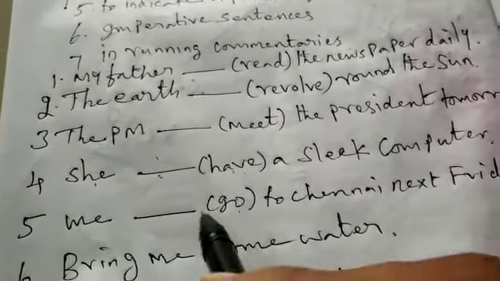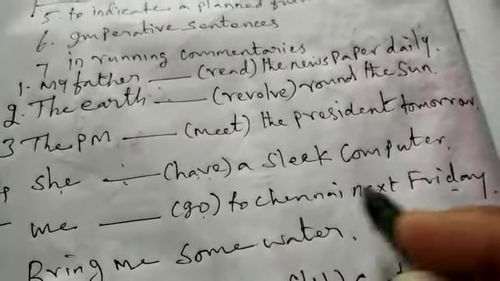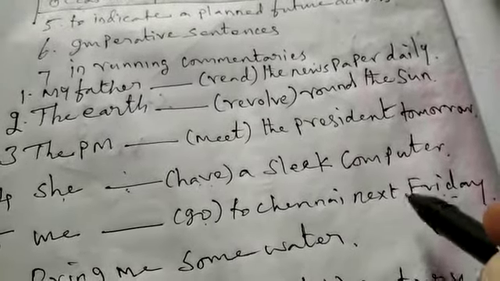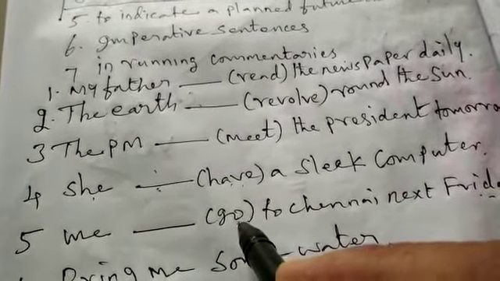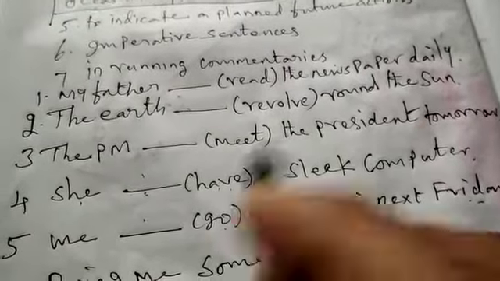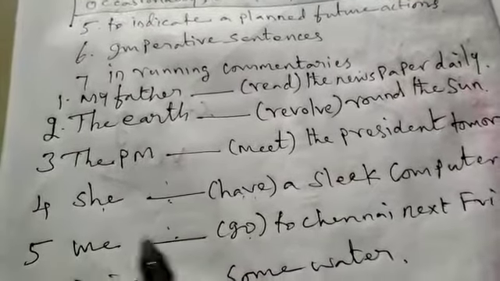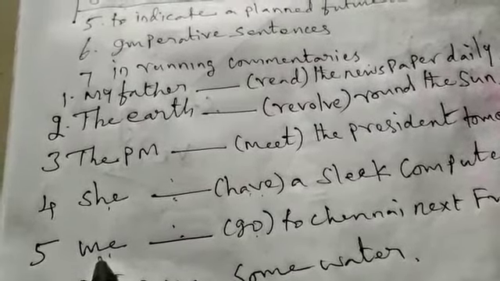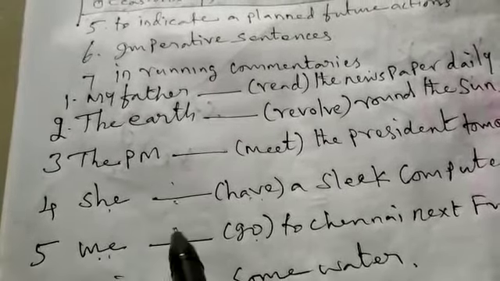Here we dash to Chennai next Friday. Going to Chennai next Friday is a future action but a pre-planned action. So here we use go. We go to Chennai next Friday. That's all. You need not use goes here, because we is plural, first person plural. So you need not use goes here.